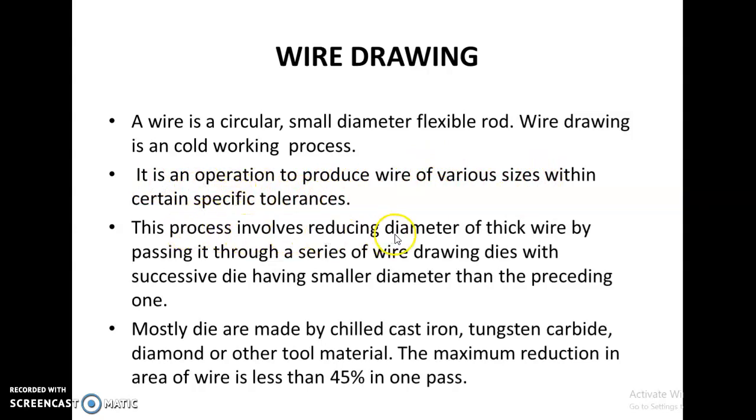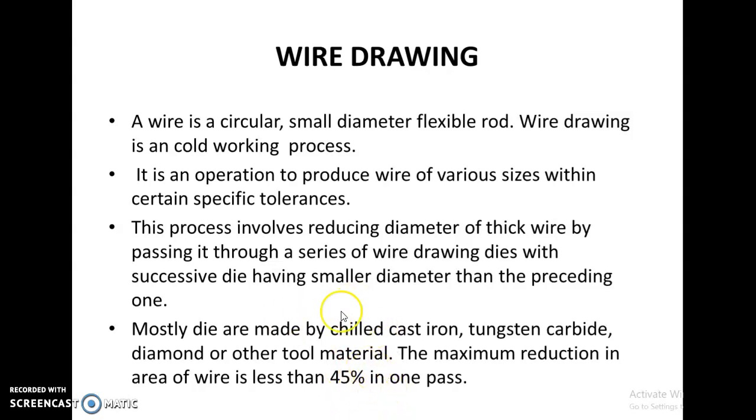This process involves reducing the diameter of thick wire by passing it through a series of wire drawing dies, with each successive die having a smaller diameter than the preceding one. So the workpiece is passed through a series of dies, and each passing is called a single pass. Each die has a smaller gap compared to the previous one. Mostly dies are made of chilled cast iron, tungsten carbide, diamond, or other tool material. The maximum reduction in area of wire is less than 48% in one pass.